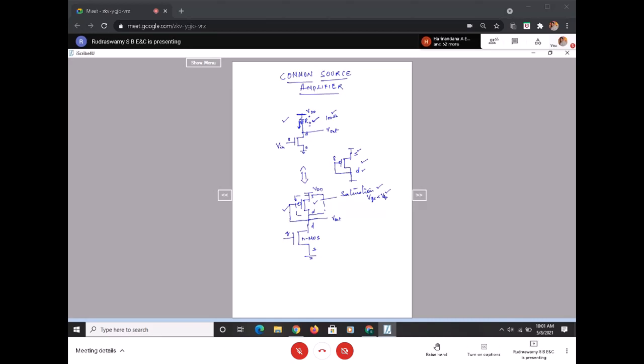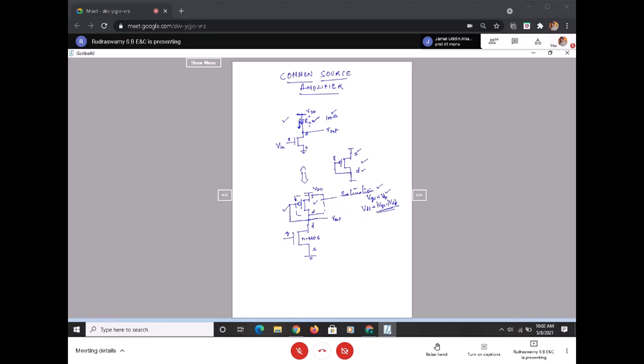VDS less than VGS minus VTP. This is what this is. I think I go with the magnitude. Okay, so this is what we had seen, right? For an NMOS, VDS greater than VGS minus VTN. For a PMOS, it should be less than that.